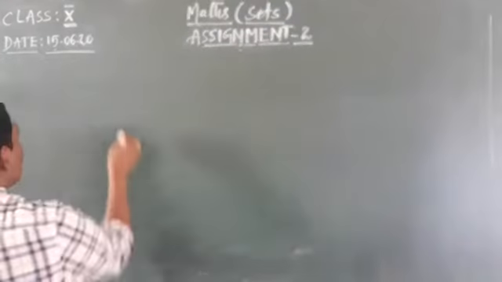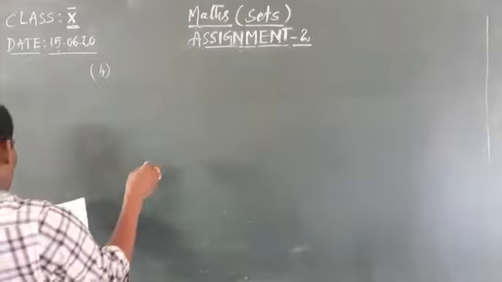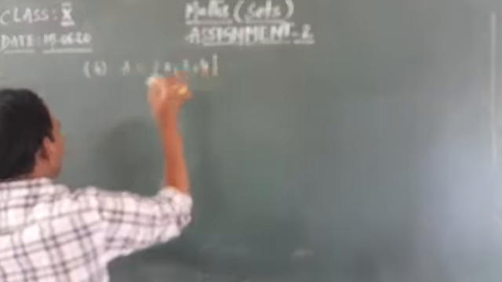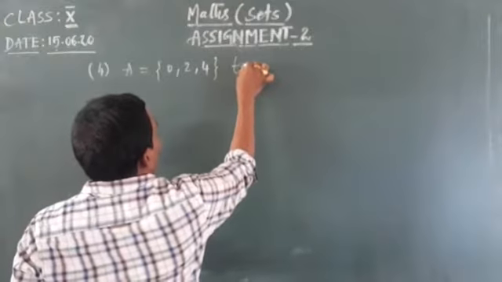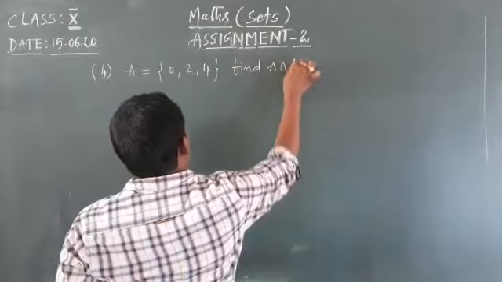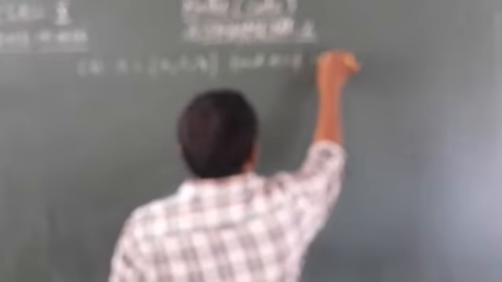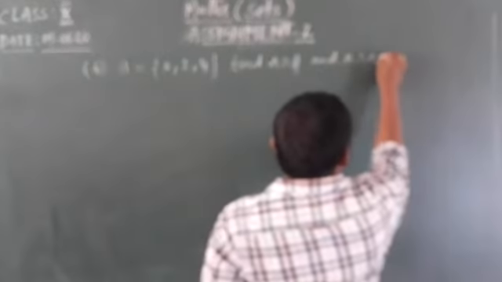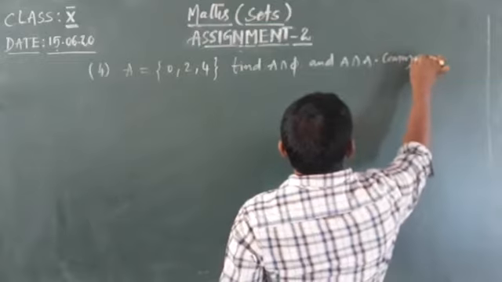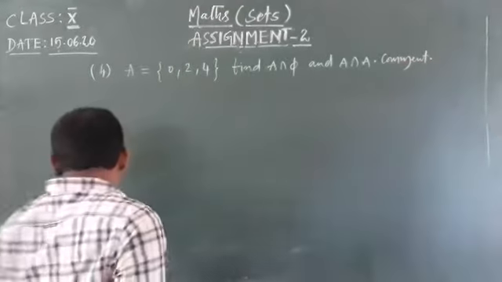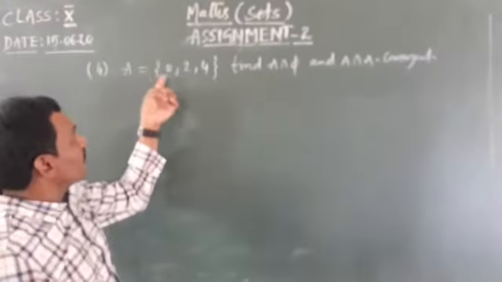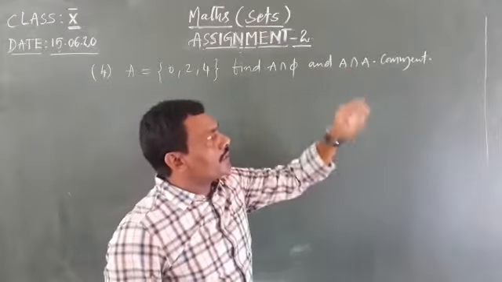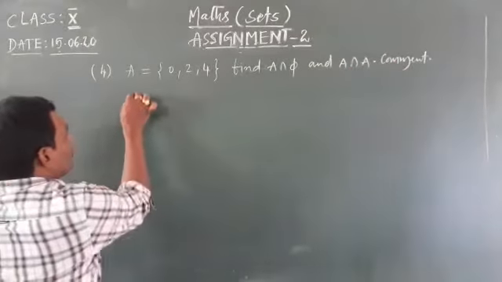Fourth one: A is equal to {0, 2, 4}. Find A intersection phi and A intersection A. Comment. The question: A is equal to {0 to 4}. Find A intersection phi and A intersection A, and comment.